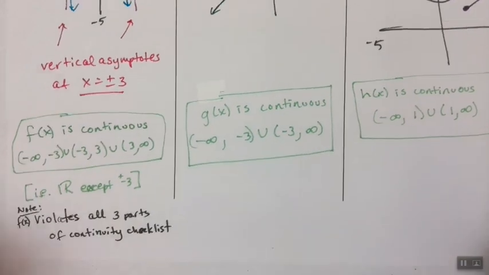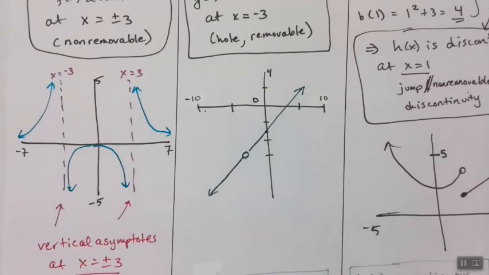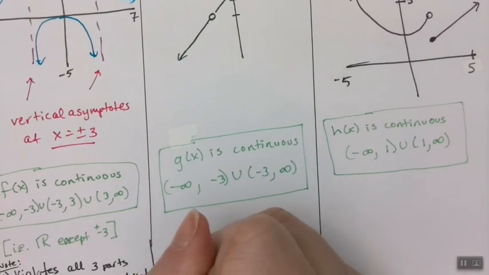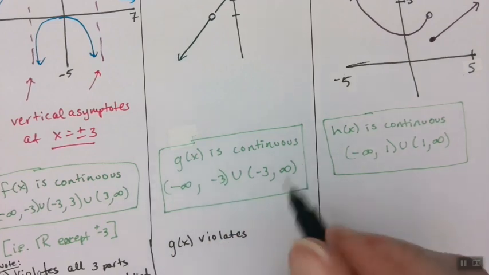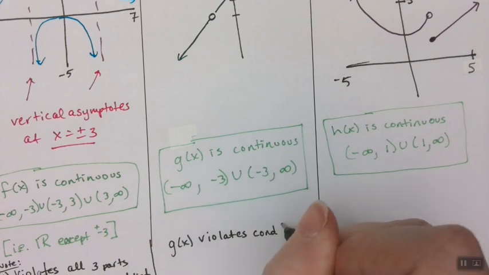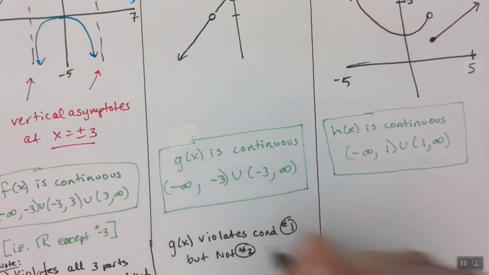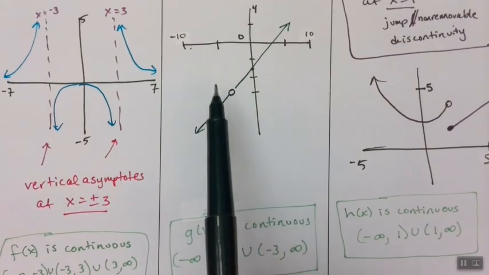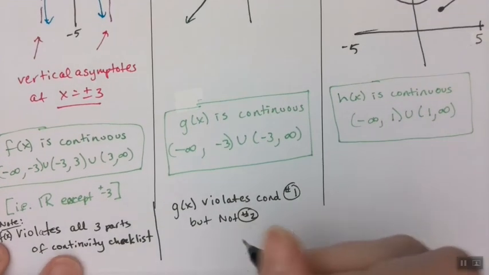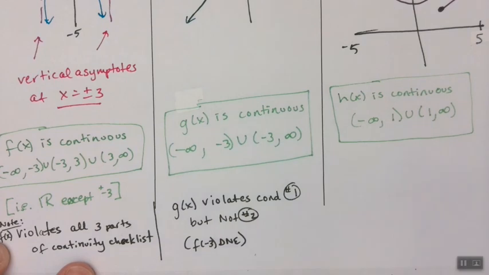Now letter b, g of x has a limit, but it has no function value. So g of x violates condition 1. There's no function value. But not condition 2, because even though there's no function value, there is a limit value. So the limit as x approaches -3 exists, but g of -3 itself does not exist.